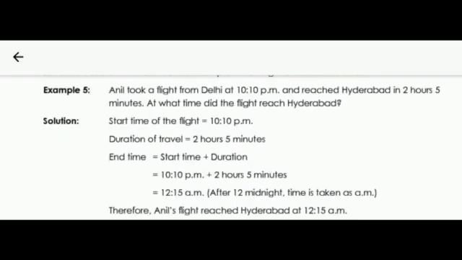So students, let us see one more example. Here, Anil took a flight from Delhi at 10:10 p.m. and reached Hyderabad in 2 hours 5 minutes. At what time did the flight reach Hyderabad? Let us solve this problem. Solution: starting time of the flight is 10:10 p.m. The duration of travel is 2 hours 5 minutes.